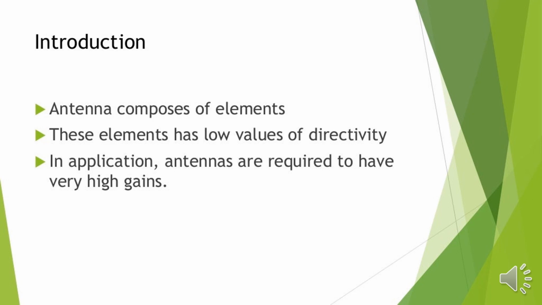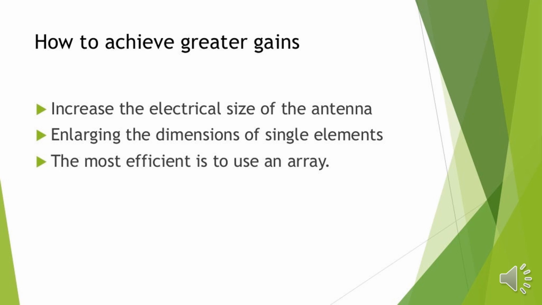First, introduction. So antenna composes of elements. There will be elements that have low values of directivity. In application cases, antennas are required to have high gains. So to achieve greater gains, what we have to do is increase the electrical size of the antenna by enlarging the dimensions of each single element that is present within the array. So the most efficient is to use an array.